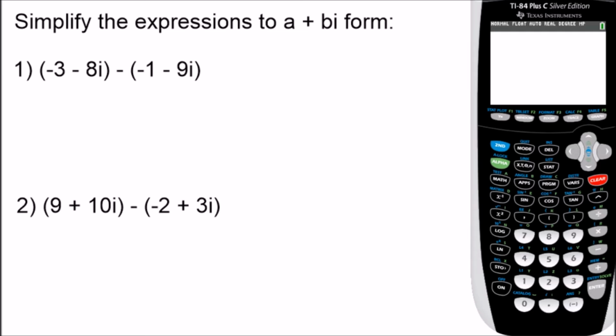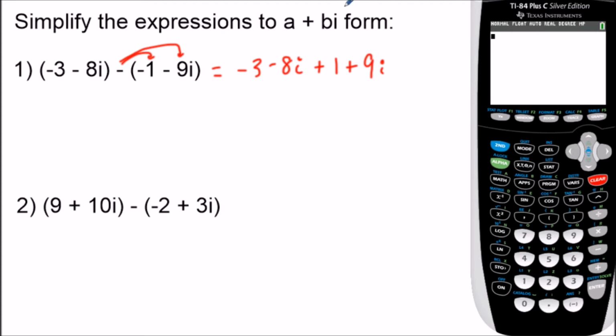In this situation, we have two questions. We want to simplify the expressions to a plus bi form. The first thing I would recommend doing is just expanding these. What I mean by that is we have negative 3 minus 8i. But then when we distribute this negative, when we're subtracting, it's kind of like subtracting polynomials, we're going to have plus 1 plus 9i.